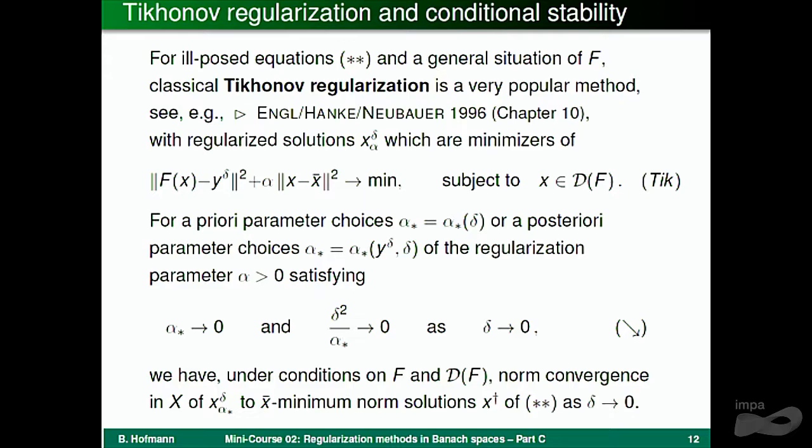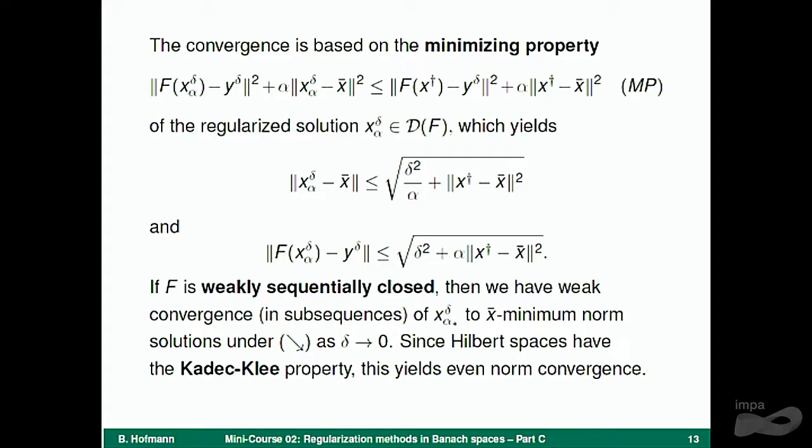This quotient has to go to 0. This is the symbol for this situation. All we did up to now is successful if this condition works. Now you can show the main point, what I call the minimizing property. The regularized solution of the Tikhonov functional has the property that the regularized solution is on the left and the exact solution is on the right, and you have this inequality, and you have some implications.